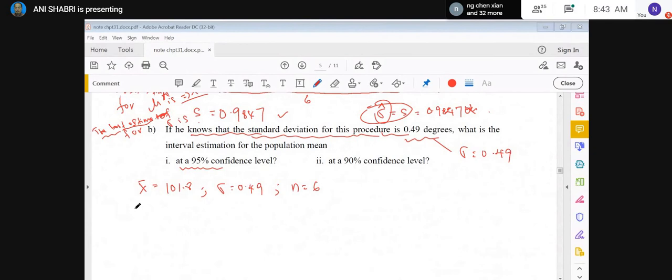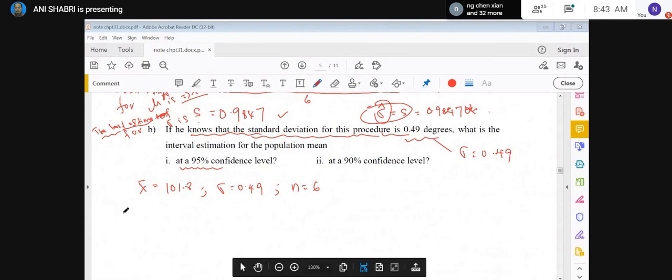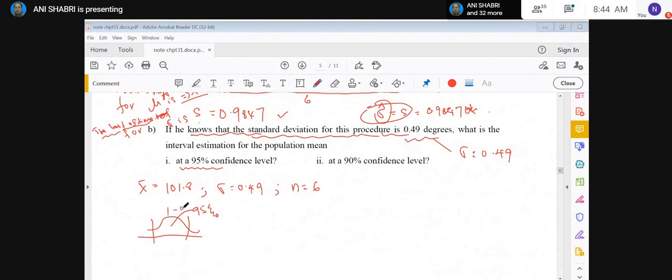Okay, 95% is equal to 1 minus alpha. What is the value of alpha? What is the value of alpha divided by 2? From here, what is the value of alpha?